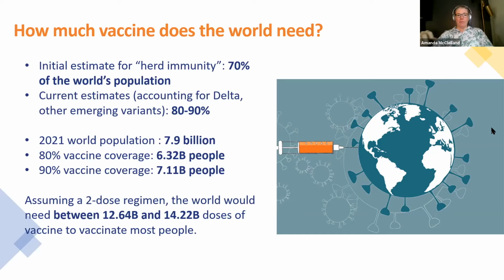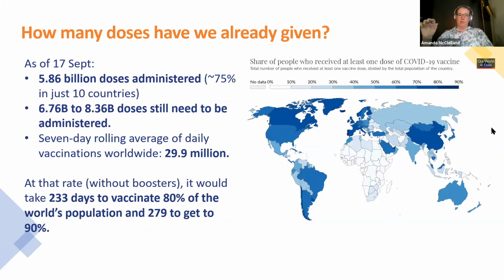So some basic math. The world population at the moment is close to 8 billion people. If we need 80% coverage, that's 6.3 billion people that need vaccination. If we bump that up to 90% coverage to account for the increased transmissibility of Delta, that's 7.1 billion people that need to be vaccinated across the globe. If we need a 2-dose regimen, that's around 14 billion doses of vaccine that we need globally to hit the levels that we require.